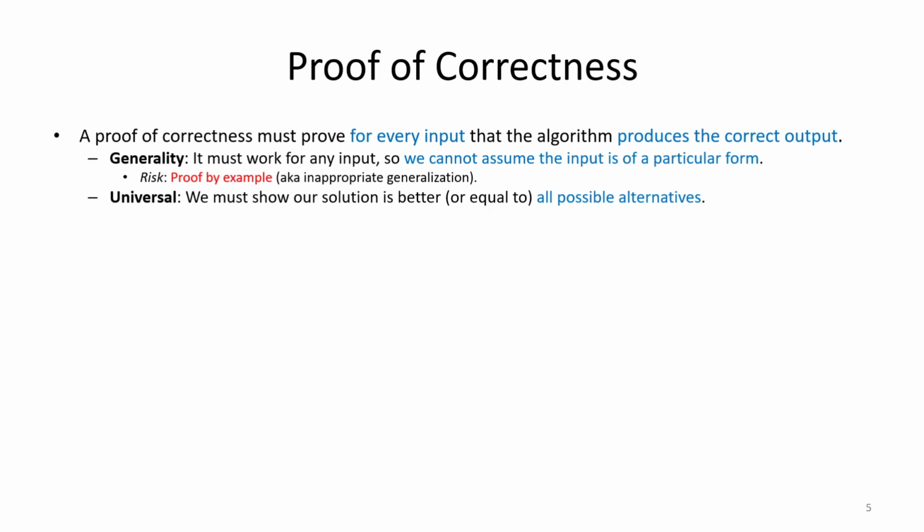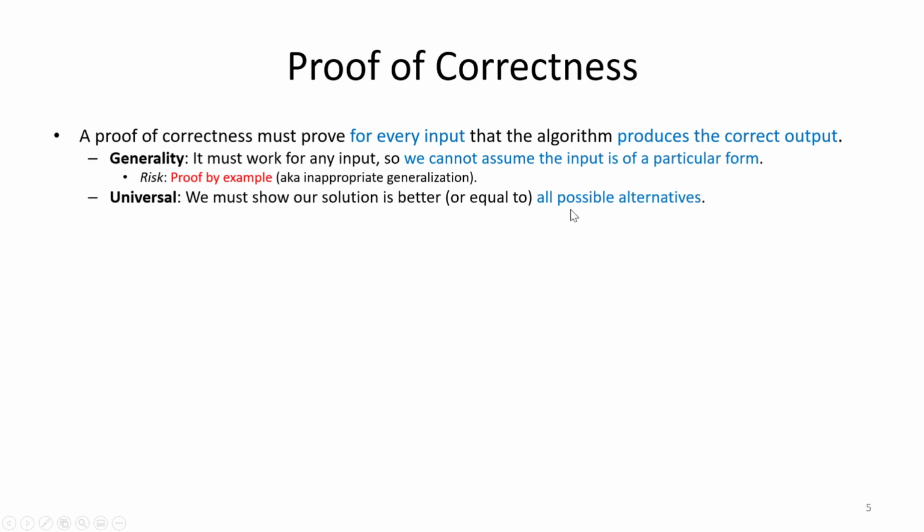Our proof needs to be universal. Not all proofs need to be universal, but ours does, which is saying that our solution needs to be shown to be better than all other solutions, not just some of the other solutions, but all of the other solutions. And we should also be careful to note here that it doesn't have to be strictly better. I put that here. It could be equal to some of the other possible alternatives.